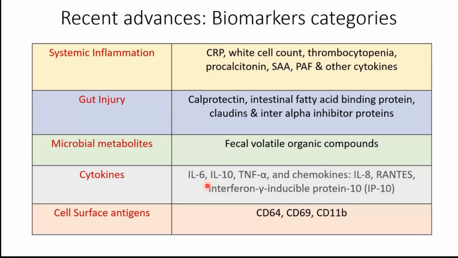Now, coming to recent advances under biomarkers, several biomarkers are now available for early diagnosis of NEC. Non-specific markers for systemic inflammation include CRP, white cell count, thrombocytopenia, procalcitonin, serum amyloid associated protein, and platelet activating factors. While these are specific biomarkers for gut injury, like calprotectin, intestinal fatty acid binding protein, and claudins, and fecal volatile organic compounds, along with several cytokines and cell surface antigens, are also available as biomarkers.